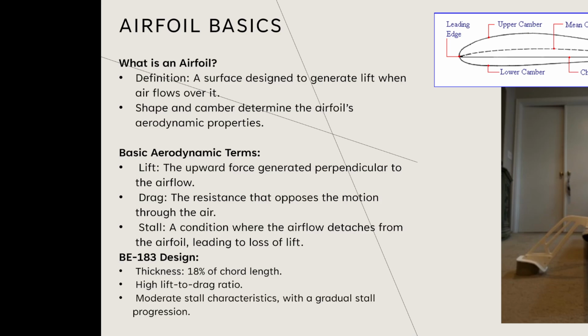The BE-183 design has an 18% thickness of the chord length. So that means that the thickness of the overall airfoil is 18% of the overall length of the chord. So you can see in the top, the chord runs from the leading edge to the trailing edge. So that means the distance between the lower camber and the upper camber will be 18% of that total distance.